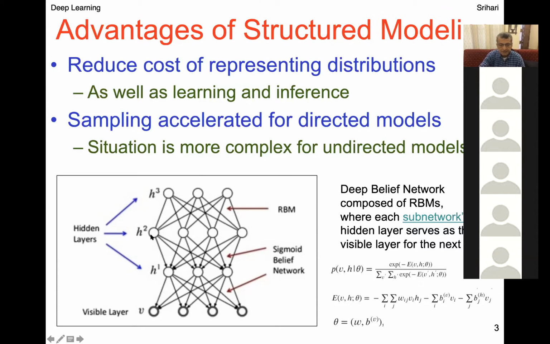And there's a name for this kind of thing where we have directed models. It's called a belief network, a sigmoid belief network. That's an RBM. All of these together are defining a graphical model which is representing some set of data, and the advantages we get, of course, are the reduced cost of representing distributions, and sampling is enabled.